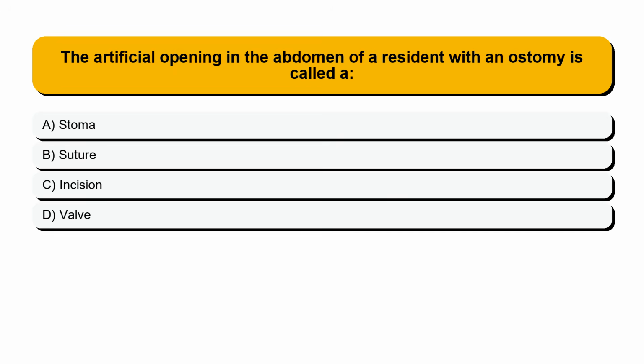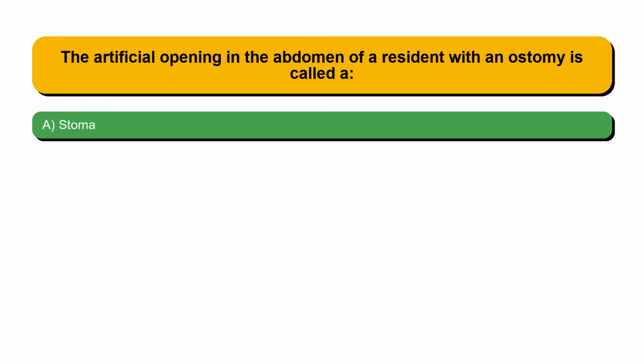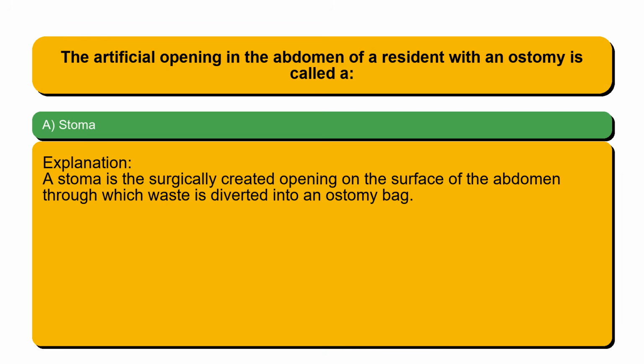Question 97. The artificial opening in the abdomen of a resident with an ostomy is called a. Option A is stoma. Option B, suture. Option C, incision. Option D, a valve. The correct answer is option A, stoma. A stoma is the surgically created opening on the surface of the abdomen through which waste is diverted into an ostomy bag.